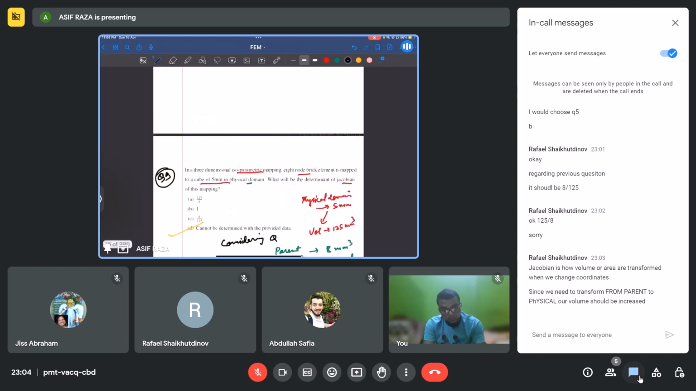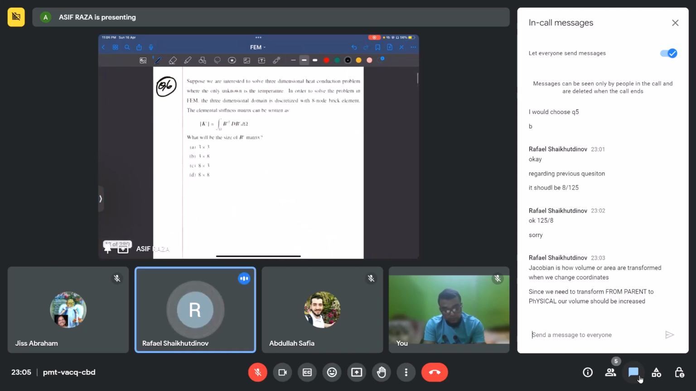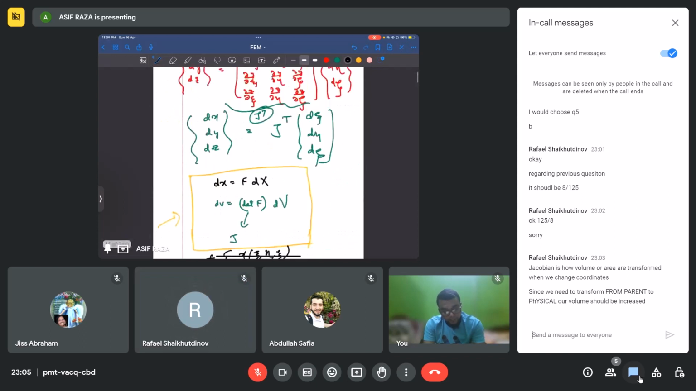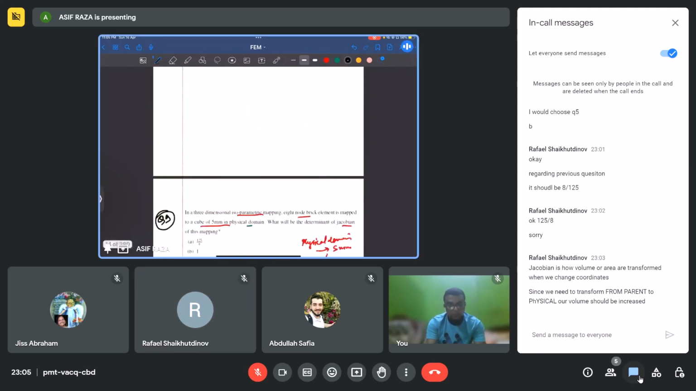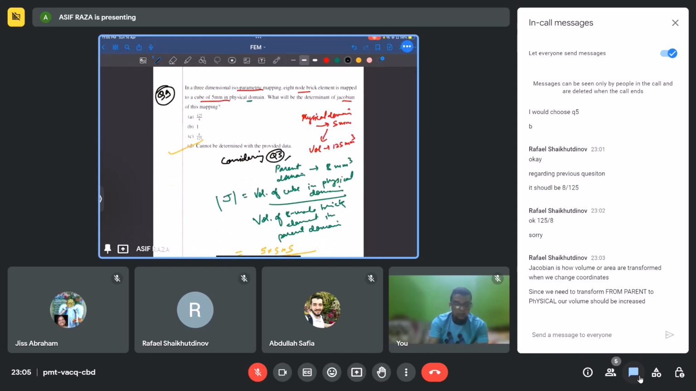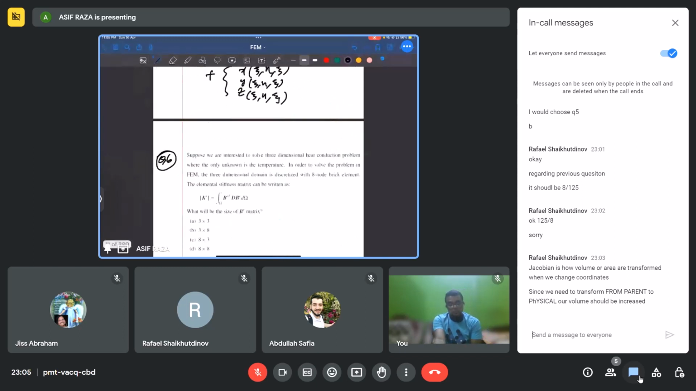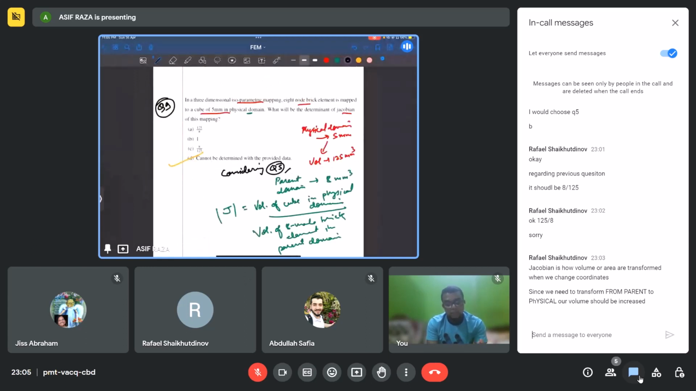Sorry, could you repeat why it cannot be determined? Okay, I'll try. Don't see question number 5, don't try to connect this with question 5 now. In question 5, what we used was that the parent domain has a volume of what? 8 units, isn't it? 8 mm, isn't it? So if we don't see that question, consider only this question.